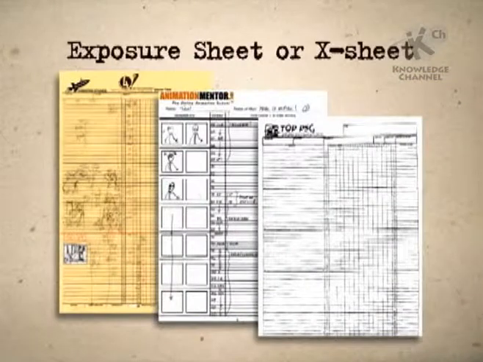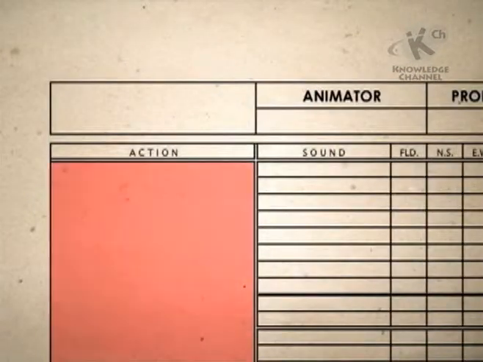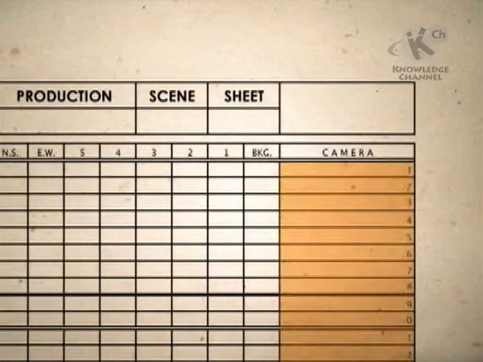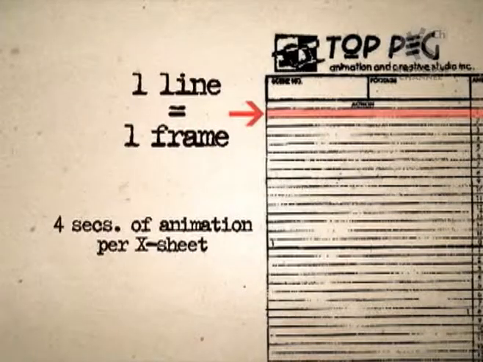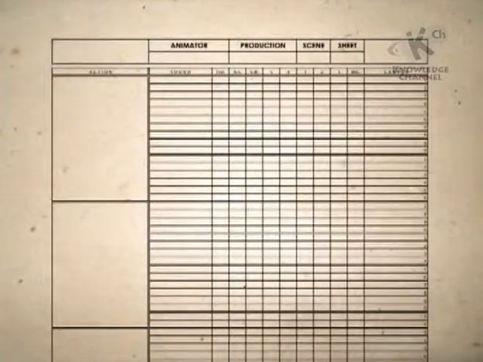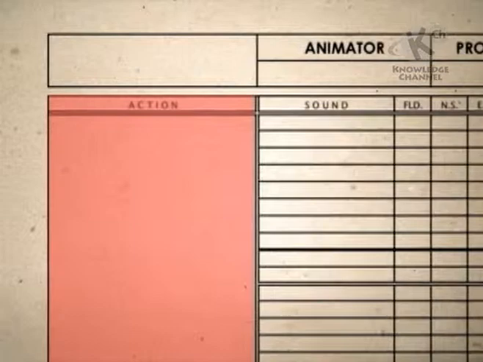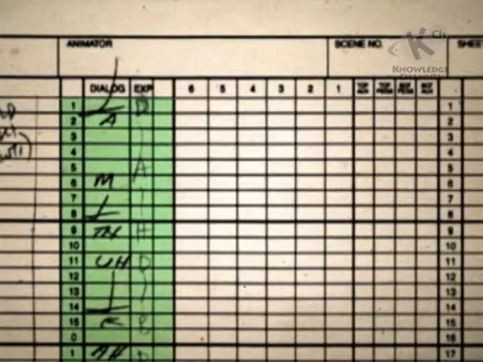The X sheet is an important tool in animation. Animators write down the action, dialogue, and music beats for a scene or shot, plus the information for shooting in here. With each line equaling 1 frame, a single X sheet can hold up to 4 seconds of action. The action column is to help plan the timing, how long we want things to take. The dial column is for measuring pre-recorded dialogue.